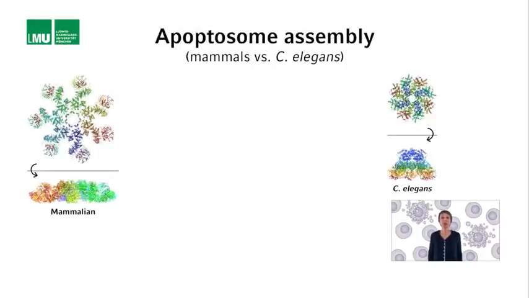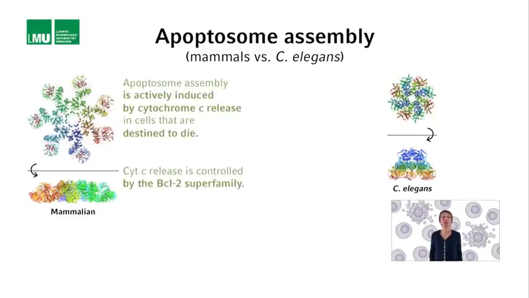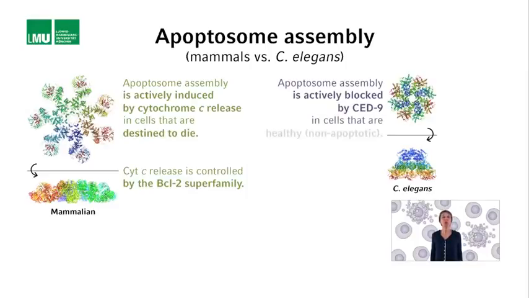Just to reiterate, an important difference between the mammalian pathway and the C. elegans pathway is the way that the assembly of the apoptosome is regulated. In mammals, apoptosome assembly is actively induced by cytochrome C release in those cells that are destined to die, and cytochrome C release is controlled by the BCL2 superfamily. In contrast, in C. elegans, apoptosome assembly is actively blocked by the guardian Z9 in healthy non-apoptotic cells, and this block is relieved by the sensor AGO1 in those cells that are destined to die.